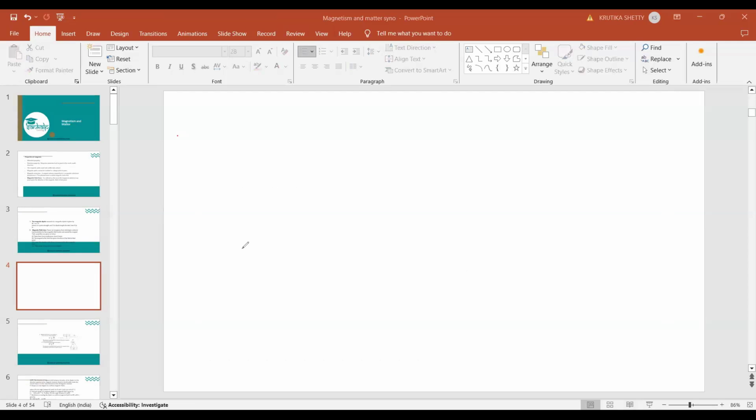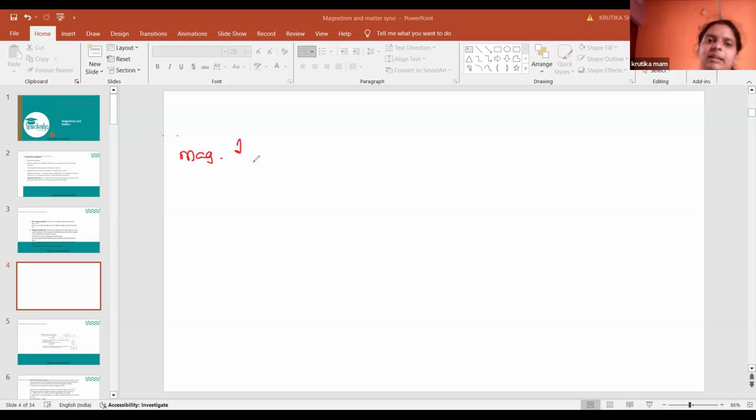The magnetic dipole is defined as a pair of two unlike poles of the same strength separated by some distance. It is called the magnetic dipole, denoted by the letter M. This is the magnetic dipole moment. How can you define the magnetic dipole?